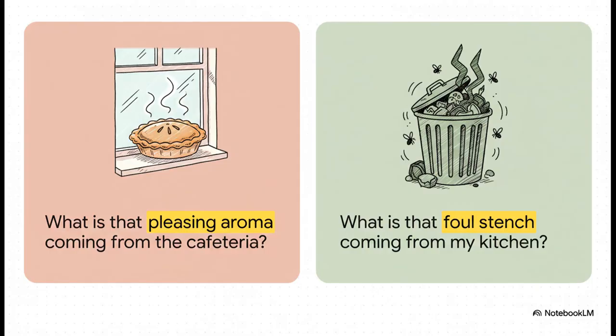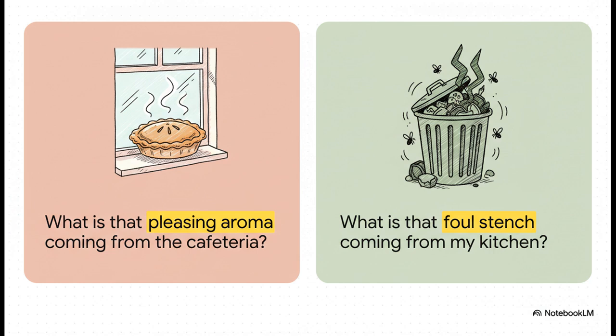Just take a look at these two sentences. On the left, you've got pleasing aroma. That probably makes you think of something delicious, right? But on the right, foul stench makes you want to pinch your nose. The sentences are almost identical, but changing just one word flips the entire feeling. So how do writers do that?